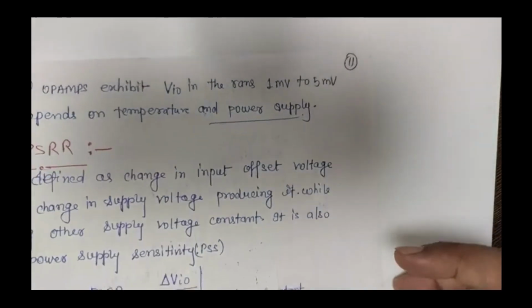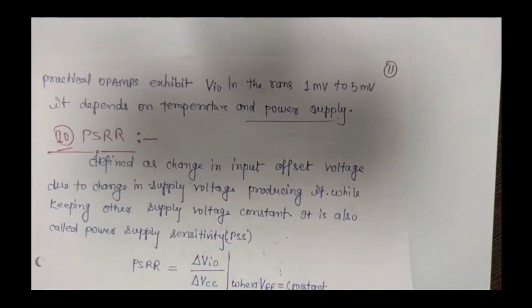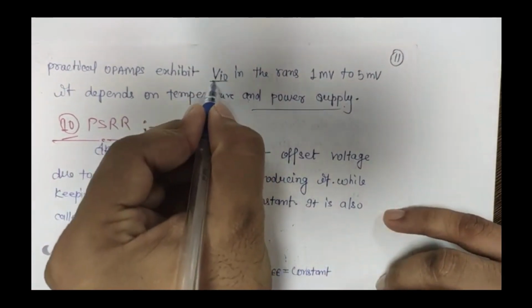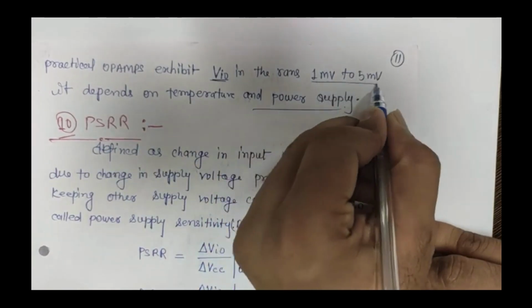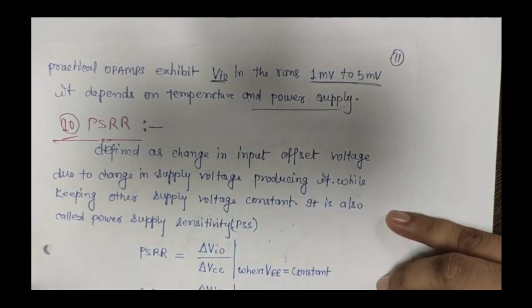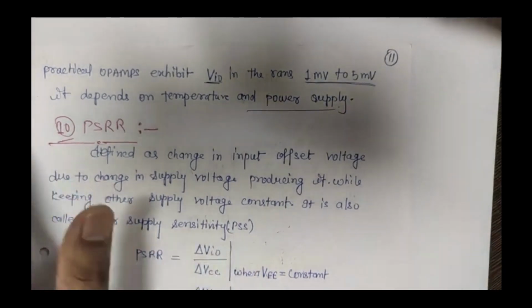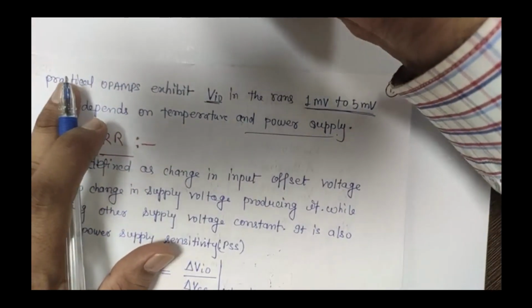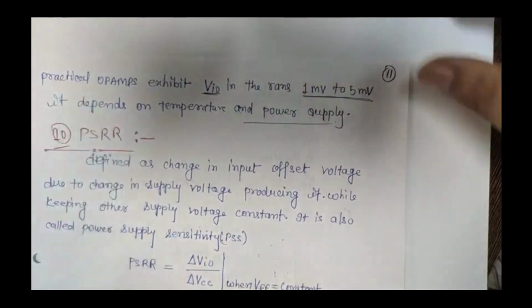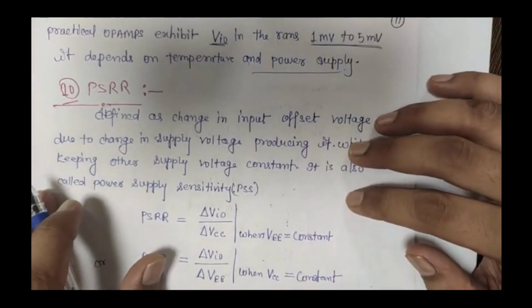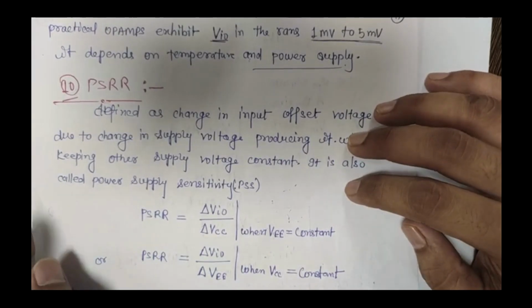Practically it has small values like 1 millivolt to 5 millivolt. So practically the value of input offset voltage is from 1 millivolt to 5 millivolt. The value depends on the temperature and the power supply inside the room where this is being recorded. Okay, next property of operational amplifier is power supply rejection ratio.